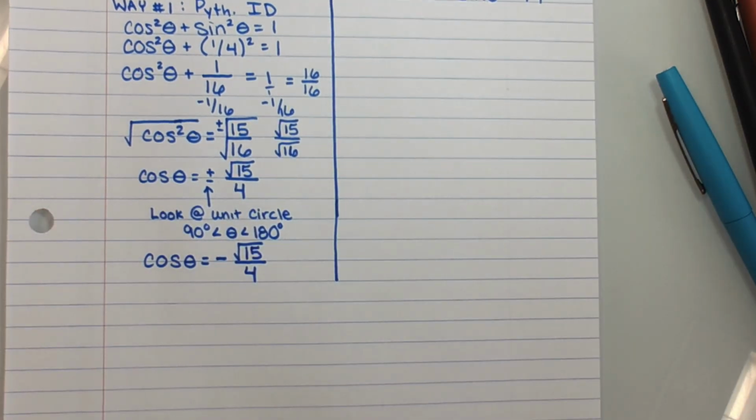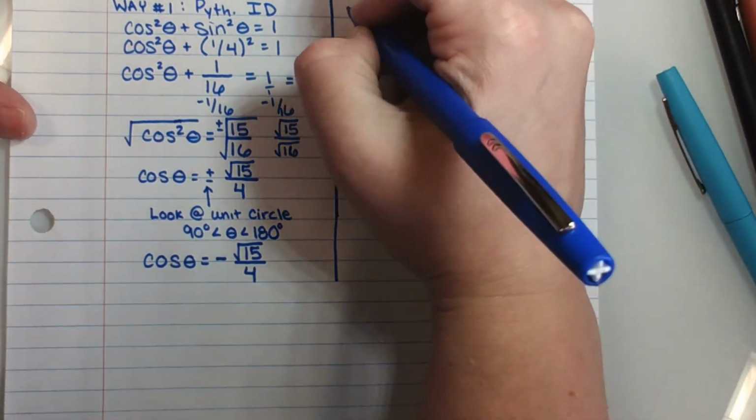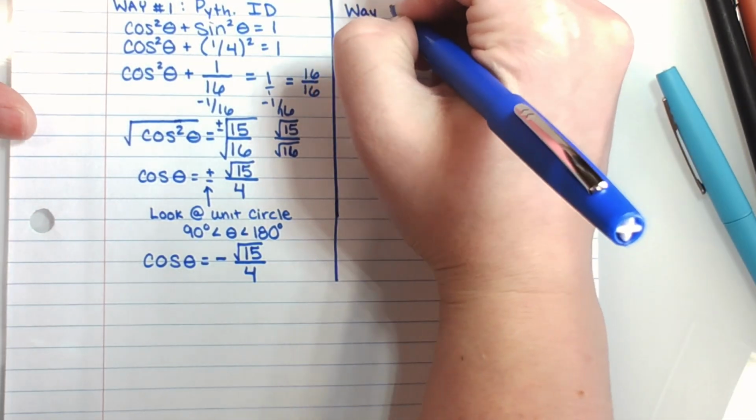This is one way to do a problem like this. I'll be honest, it's not the way I do it. I do a way that avoids the fractions. Do y'all want a way that avoids the fractions? Yes. Okay. Way number 2.